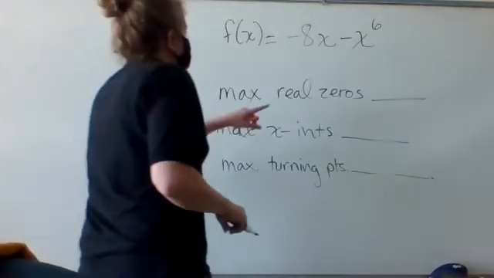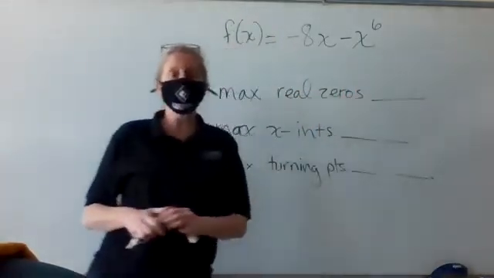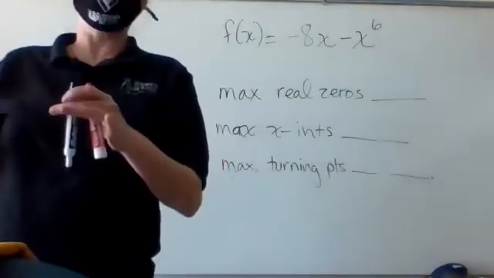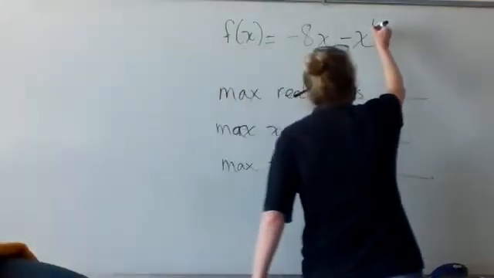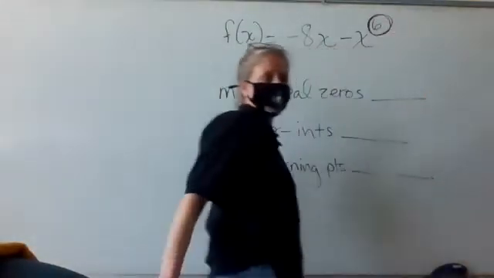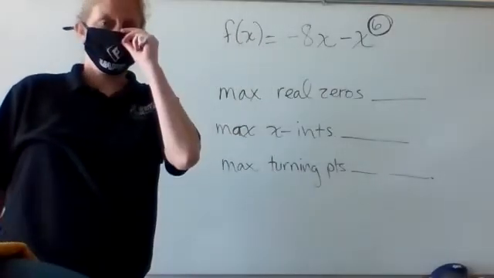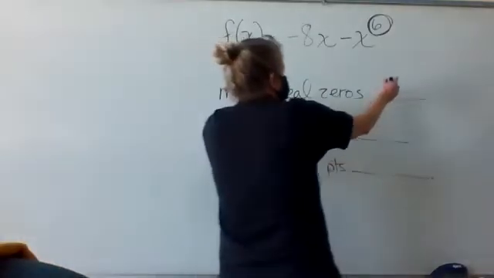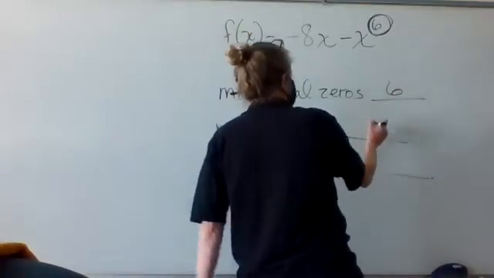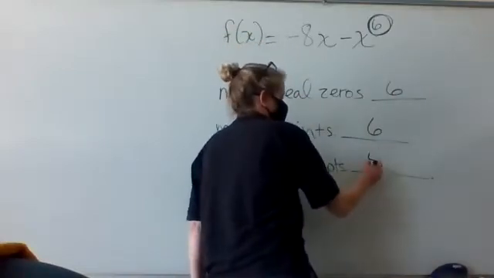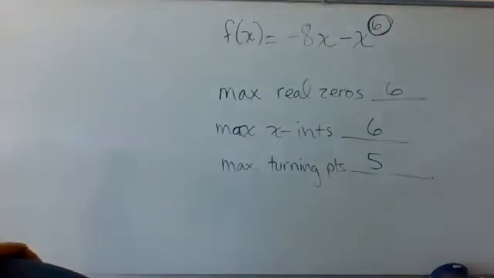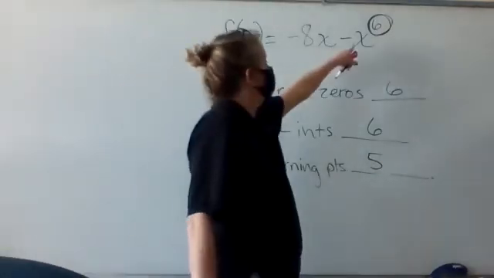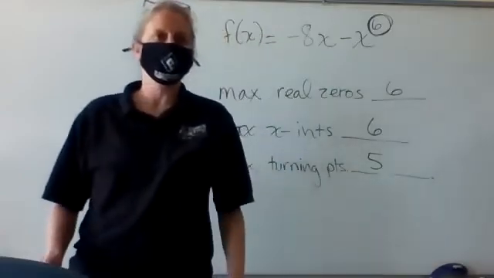Okay, let's go with it. Okay, so looking for your leading term. Your leading term does not mean your front term. It means the term with the highest exponent. That's what we're going with. So this is my leading term's exponent, 6. So once again, the maximum real zeros are 6. The maximum x-intercepts are 6. And the turning points, excuse me, now I'm all thrown off. The maximum turning point is 6 minus 1, which gives me 5.